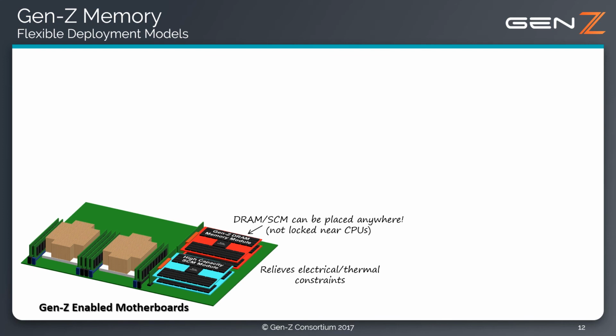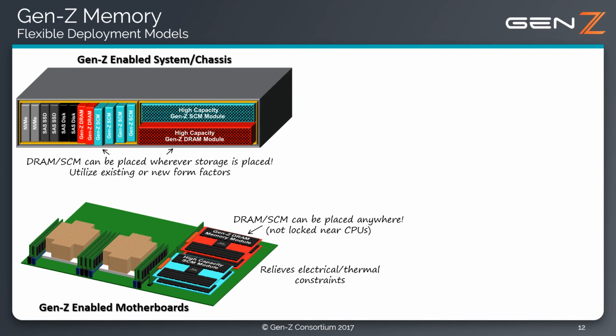DRAM and storage class memory can be placed anywhere on the motherboard, and it's not restricted to being placed near the CPUs where space and thermal issues abound. New custom form factors can be employed for new innovative solutions like high-capacity memory modules. Motherboards can also use switch topologies for memory expansion, similar to PCIe switches providing I/O expansion.